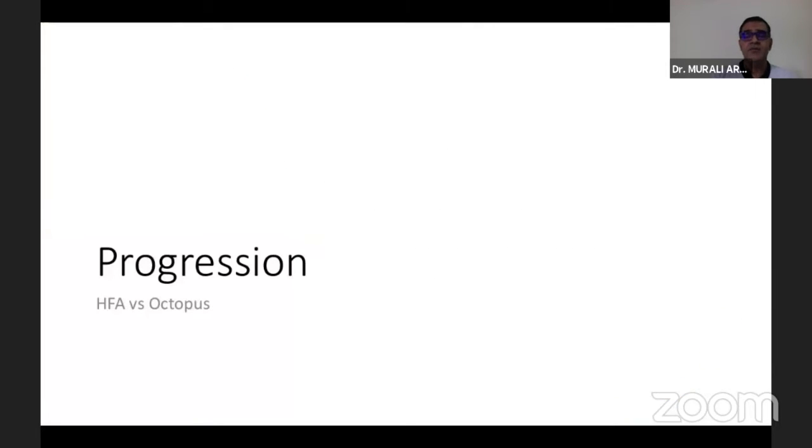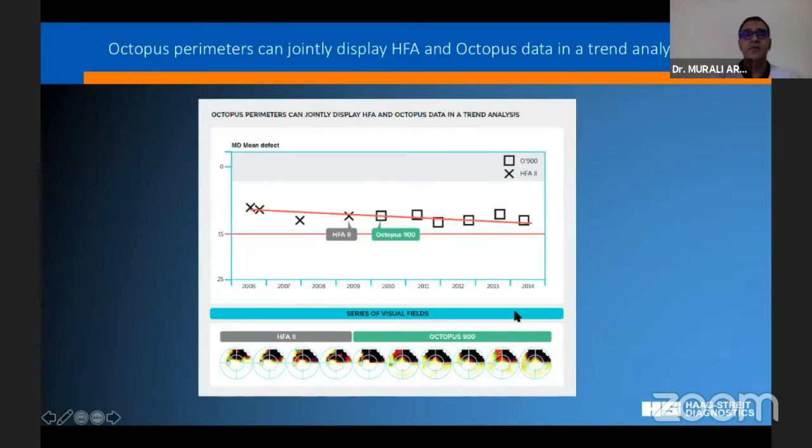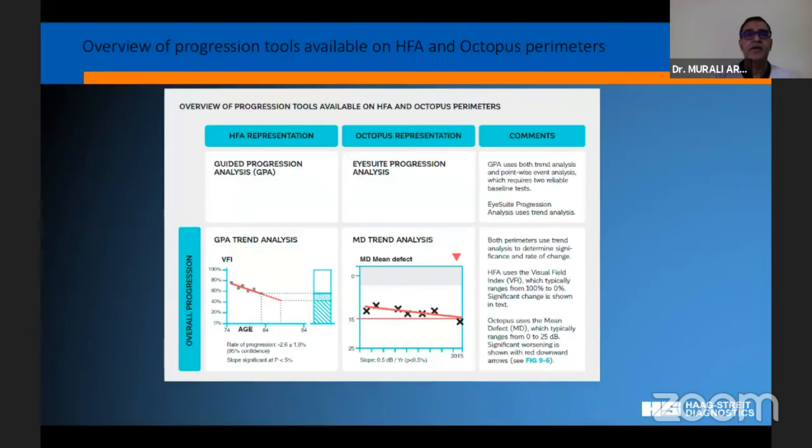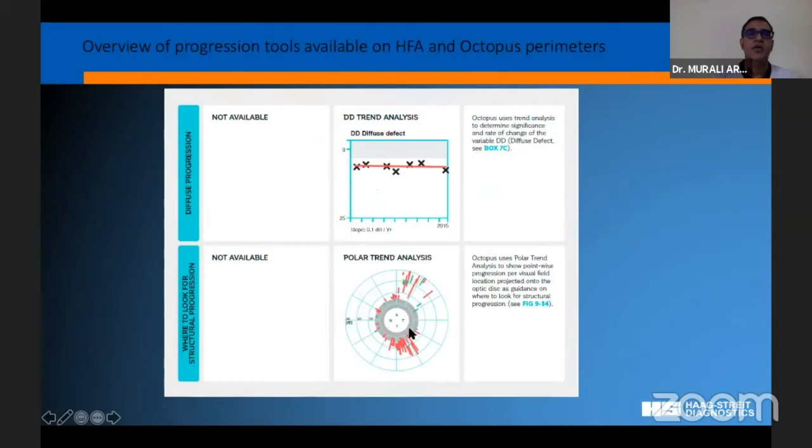Offer a demo test in the new model, and a couple of perimeters need to have a dim ambient room light. If you look at progression, you can import data from the Octopus 123, the earlier model which I had, and the Octopus 300 data can now be incorporated for comparison. Similarly, you can get data from the Humphrey and compare it with the Octopus 900. The GPA trend can be compared to the MD trend. You also have the GPA event analysis, which is the equivalent of the cluster trend, the LD trend and the SLB trend.